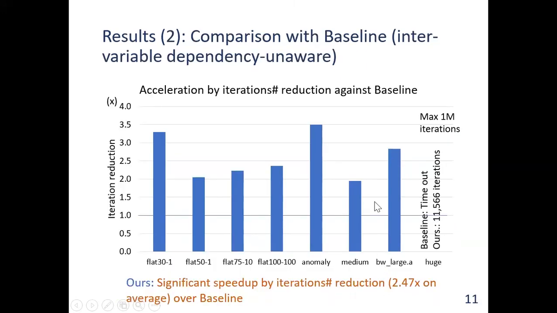With a two-level epsilon, we compare with baseline and found that ours achieved significant speedup by iteration reduction, on average of 2.47 times. In addition, for the largest SAT instance in BW, huge, baseline timed out, while ours can converge to a solution in a reasonable time.